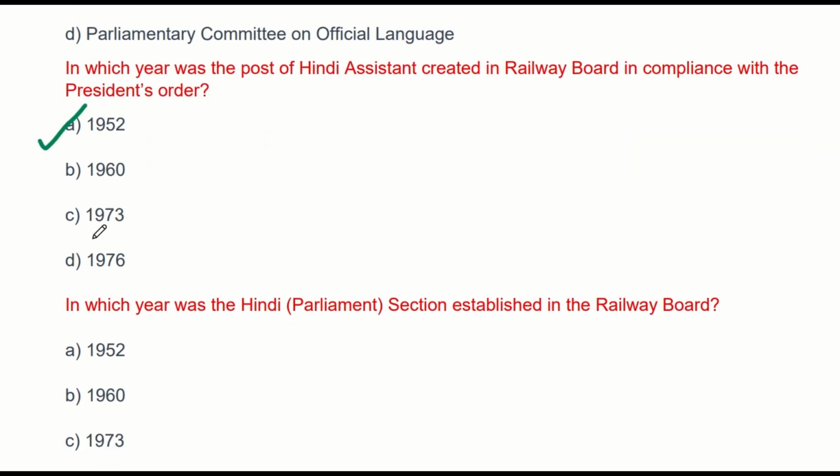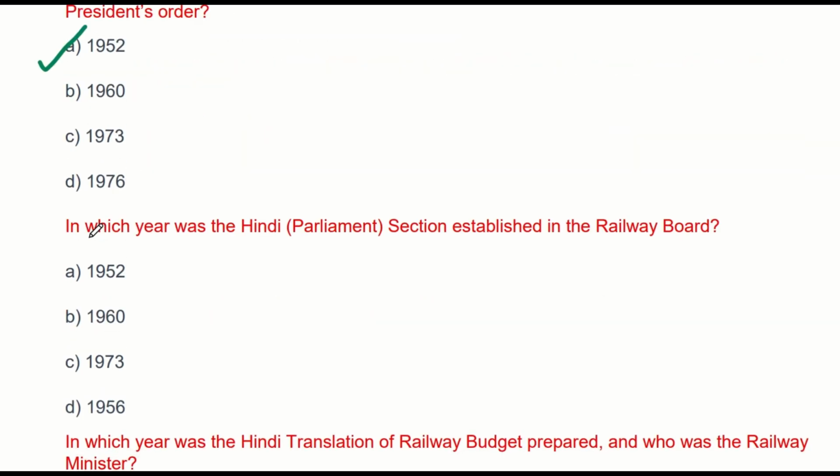1952. In which year was the Hindi Parliament section established in the Railway Board? A. 1952. B. 1960. C. 1973. D. 1956. And right option is option B.